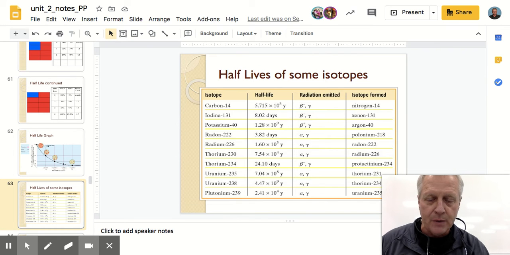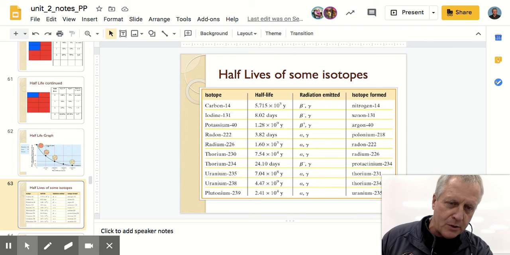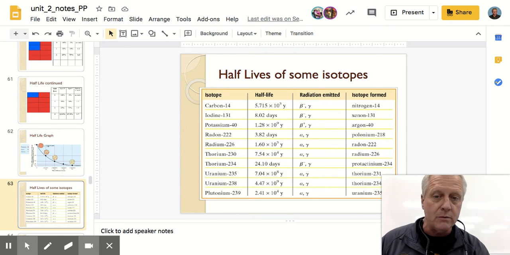There's a graph. This table kind of shows that, if you'll notice on the left, the original isotope, then after it goes through radioactive decay, it becomes the isotope on the right, and that's something new, something different. So that's what you're going to learn about with that.